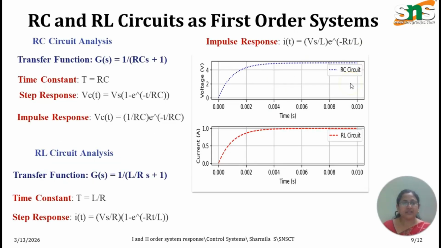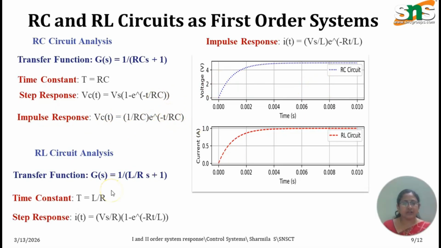Now let us see the RC and RL circuits as first order systems. If we consider the RC circuit, the transfer function is represented as G(s) = 1/(RCs+1). So the time constant T is equal to RC. The step response V(t) and the impulse response Vc(t) are represented here.